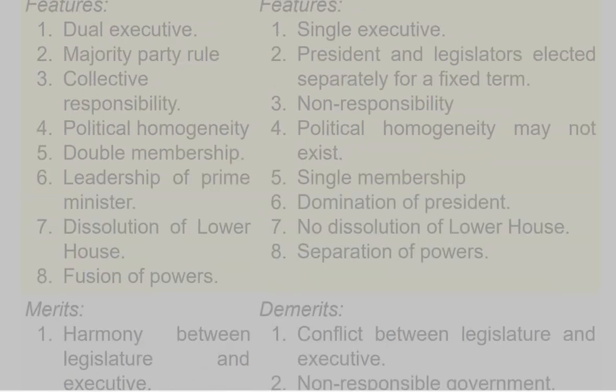Presidential system. Features. 1. Single executive. 2. President and legislators elected separately for a fixed term. 3. Non-responsibility. 4. Political homogeneity may not exist. 5. Single membership. 6. Domination of president. 7. No dissolution of lower house. 8. Separation of powers.